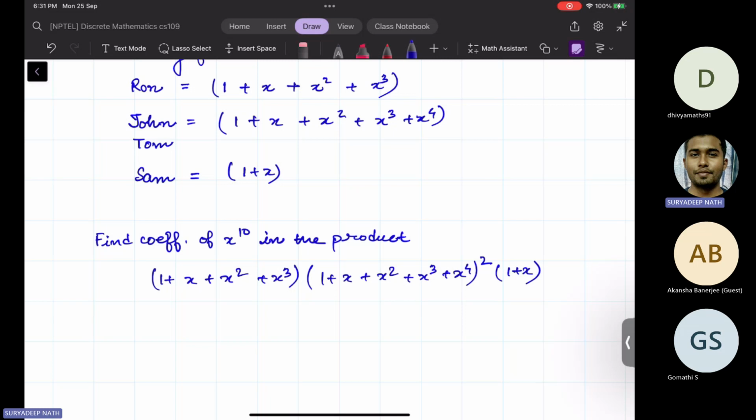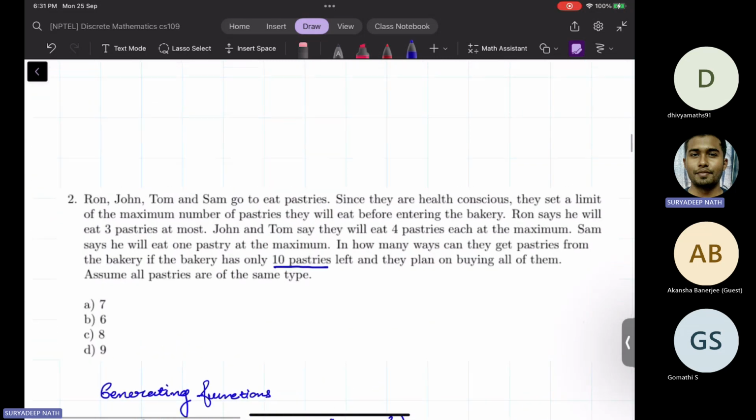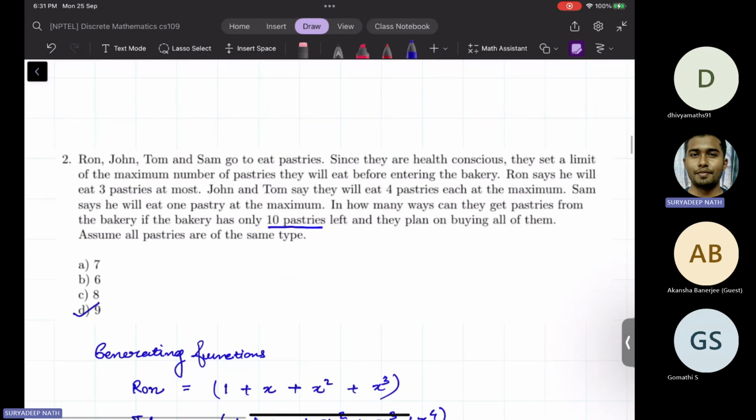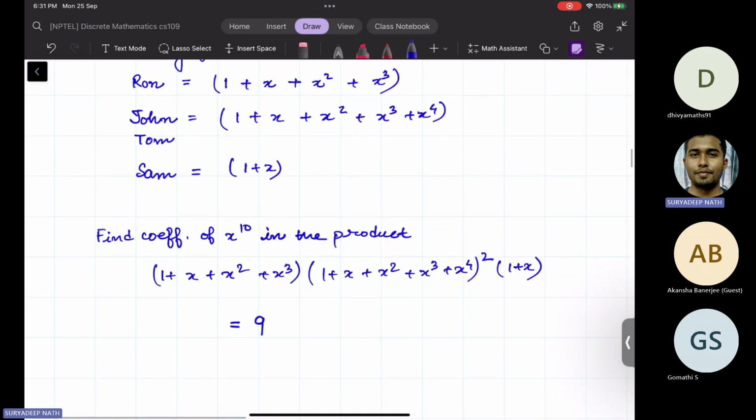I have discussed the matrix multiplication to you in the previous questions. I am not going to repeat it over here because it's just the same. There is nothing complicated in that. And if you do, you will find that the answer is 9 for the power of x to the power 10. So the right answer for this question is option D, 9.